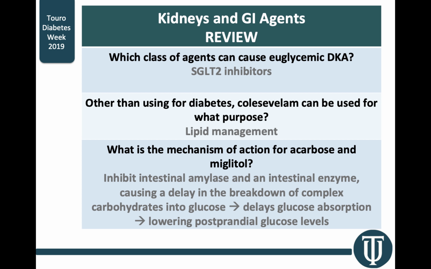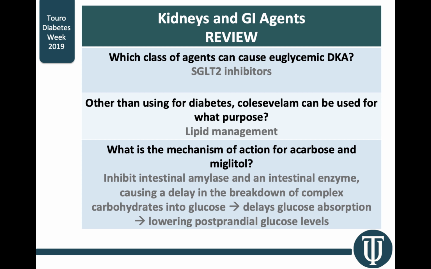Okay, let's move on. So what class of agents can cause euglycemic DKA? They are SGLT2 inhibitors. Other than using for diabetes, colesevelam can be used for what purpose? For lipid management. What is the mechanism of action for acarbose and miglitol?